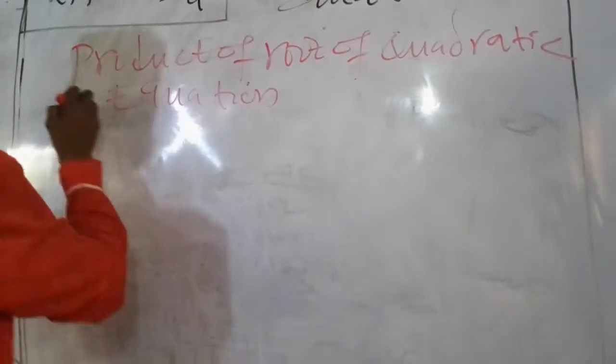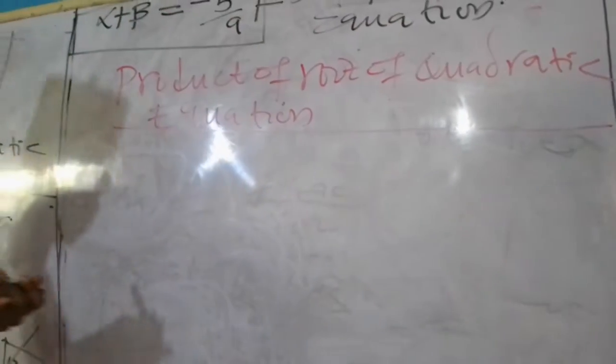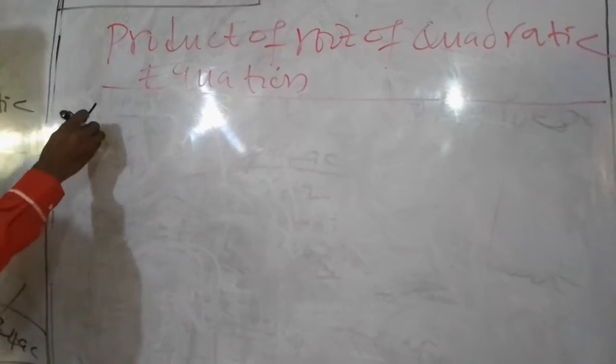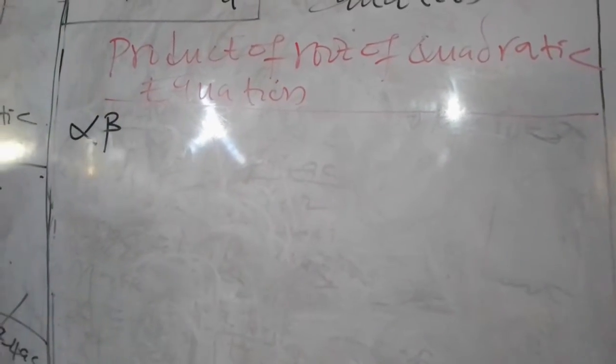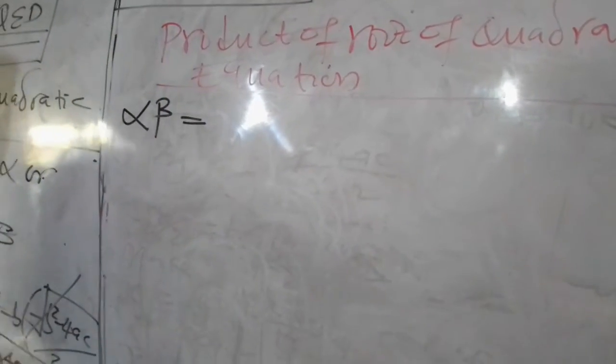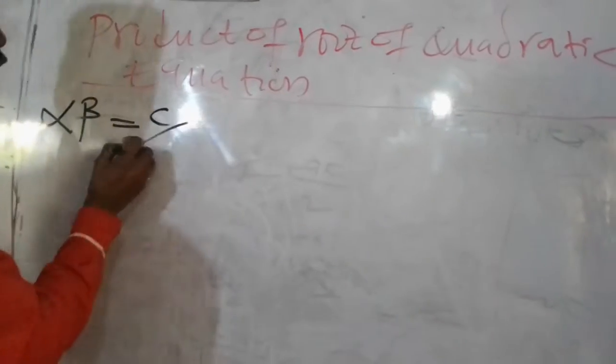The product of the roots of a quadratic equation. That is what we want to look at. Then in this case, we have alpha beta. That is the product. It is equal to what? Alpha beta is equal to what? We have alpha plus beta as minus b over a. Alpha beta is c over a.